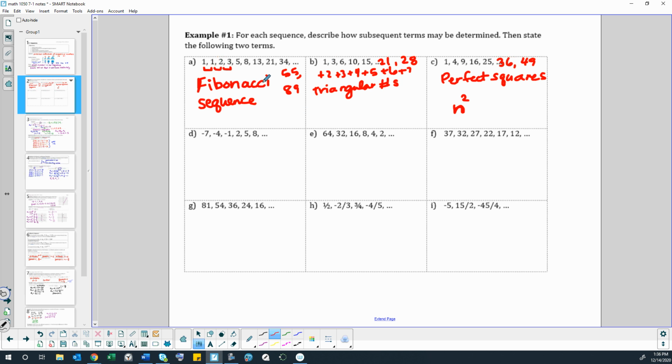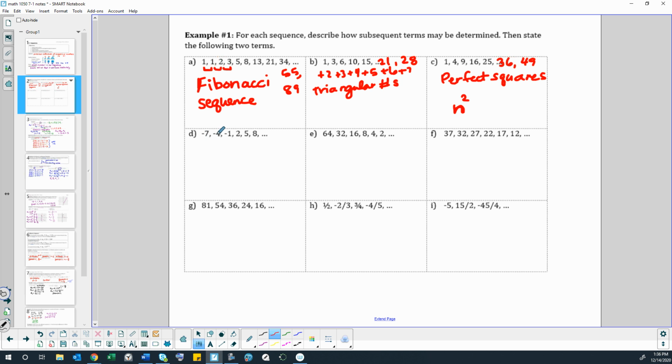The formulas for these two are more complicated. I'm pretty sure our book has a formula that can be used for Fibonacci sequence, but it's quite complicated. Triangular numbers, really these aren't formulas we're going to worry about right now. We mostly want to focus on 2 types of sequences known as arithmetic and geometric.